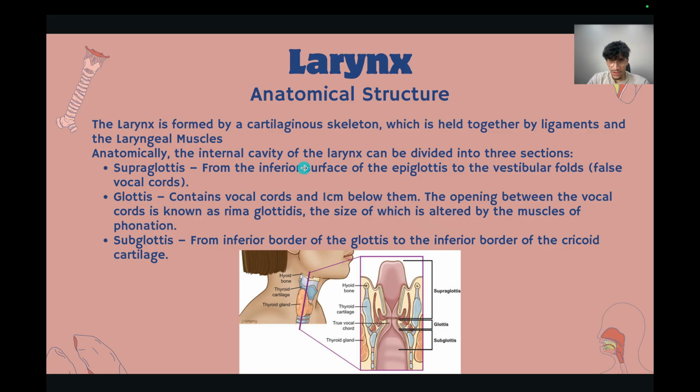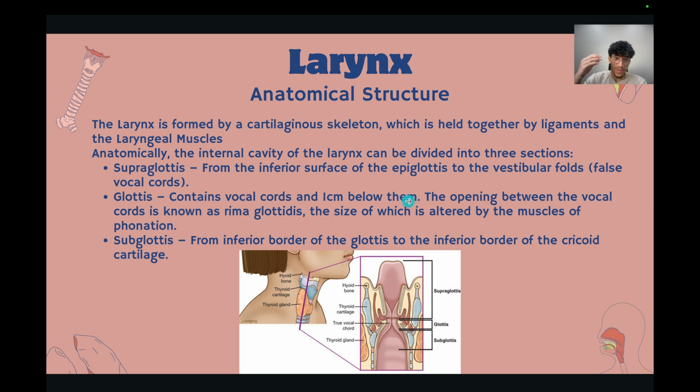Now, the anatomical structure. This whole part is really dense, just the larynx in general. So bear with me. The larynx is formed by a cartilaginous skeleton held together by ligaments and laryngeal muscles. Anatomically, the internal cavity of the larynx can be divided into three sections: the supraglottis, the glottis, and the subglottis. Now, the supraglottis just has its false vocal cords. It's not a big deal. You won't get many questions about this in tests, but just for the sake of completion, I'm doing this.